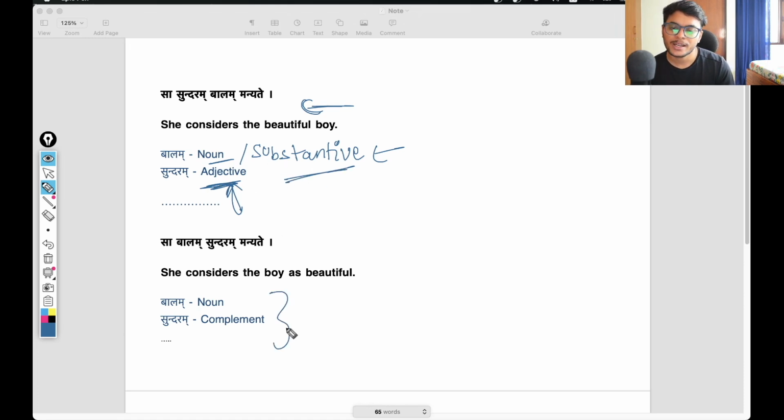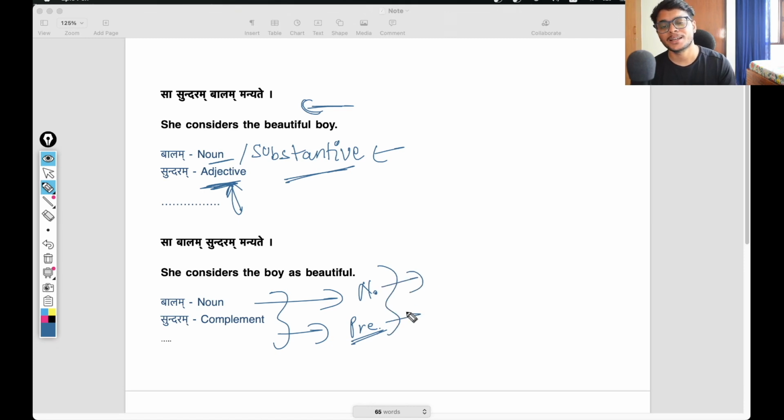And this also has a technical name. This is represented as the main noun and this is represented as a predicate of it. In Sanskrit again we have the names: this is called uddeshya and this is called vidheya. Okay, but these are again just technical terms. What I want you to understand is just the logic of this. So I hope this is clear.